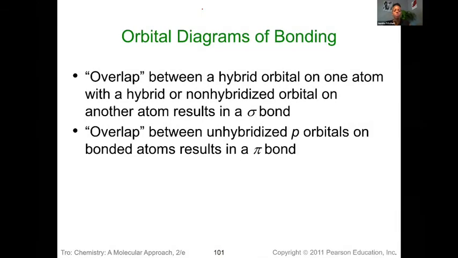And so with the orbital diagrams for bonding, that overlap that's happening between a hybrid orbital on one atom with the hybrid or non-hybridized orbital on another is the sigma bond. So again, that's that first interaction that may occur. And the overlap that happens between unhybridized p orbitals, those are your pi bonds. Okay, so make that declaration. How many sigma bonds, how many pi bonds do you have in a molecule?